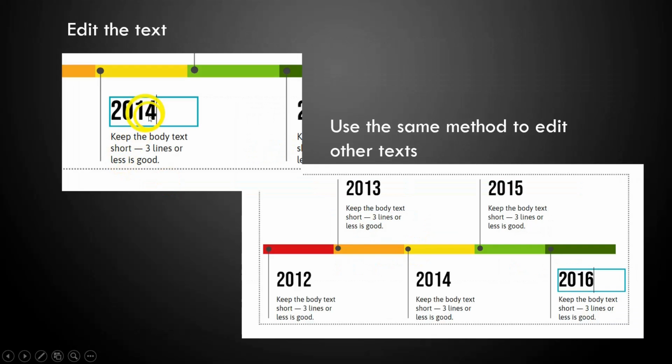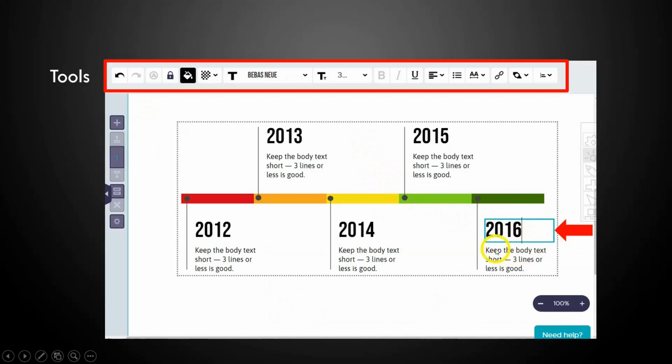Delete the text and type what you want. For example, I delete 2016 and type 2014. You can use the same method to modify our text. When you're in edit mode, there's a toolbar on the top. You can click any tool to edit the component with blue frame around it.